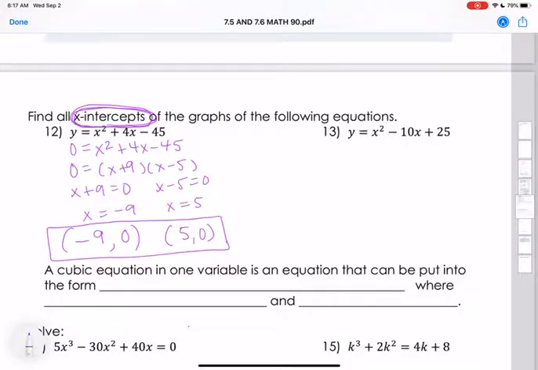Okay, so on the next one, set it equal to 0. Jump to the shortcut.